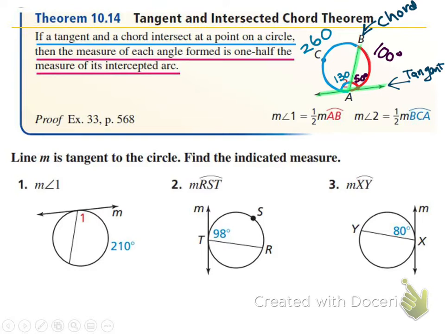In this one, it says line M is tangent to the circle. Find the indicated measure. So I am going to keep highlighting. Angle 1 corresponds with 210 degrees. The reason I highlight is to make sure that what I am given helps me find what I need. So the angle corresponds with this arc. What can I do to find the angle if I know the arc is 210? Divide by 2. Half of 210 is 105. So the measure of angle 1 is 105 degrees.